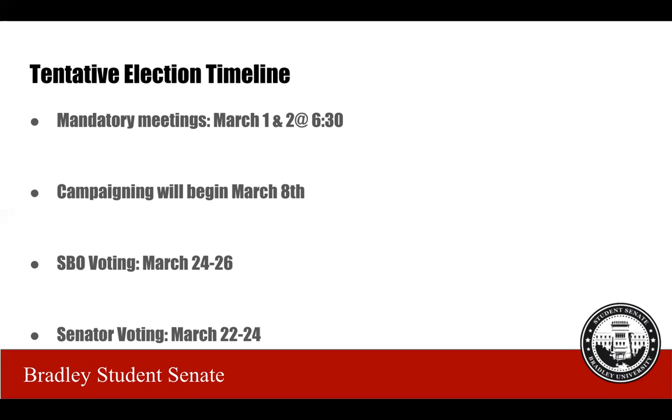The mandatory meetings are March 1st and 2nd at 6:30 p.m. You do not have to attend both. As long as you attend one, or if you can't attend either, let us know that you are running by sending us an email, something written that lets us know that you are running, but you can't attend. So either attend one mandatory meeting or email us letting us know that you are running and you can't attend the meeting because of whatever it is, class, or you just cannot come.